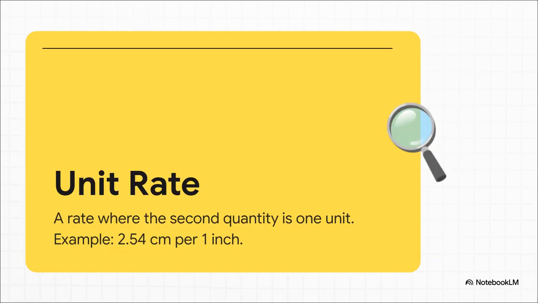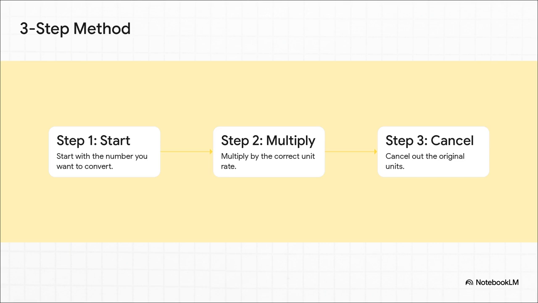So what is this key exactly? Well, it's something called a unit rate. And don't let the mathy name fool you. All it means is it tells you how much of one thing equals one single unit of another thing. For instance, we know there are 2.54 centimeters for every 1 inch. That simple little fact, that 2.54 centimeters per 1 inch, that is the unit rate. That's our key. And the method to use it is so simple, it's just 3 steps. 1. Start with the number you've got. 2. Multiply it by the right unit rate. And 3, this is the magic part, cancel out the original units. Let's actually see it in action.